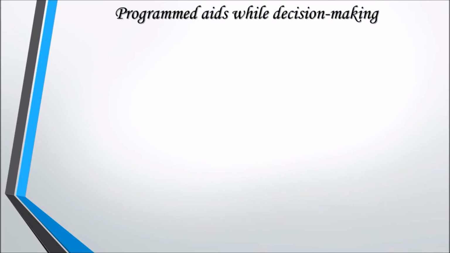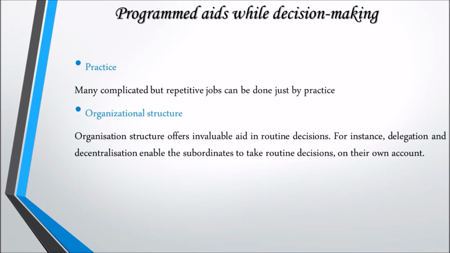Now we will talk about program aids while decision making. Besides these two, which you can see already on the screen, it is standard procedures and methods. It means that predetermined standards like output and performance standards serve as good aids in routine decisions because collective memories of the organization members are a vast reservoir of factual skills and operating procedures.